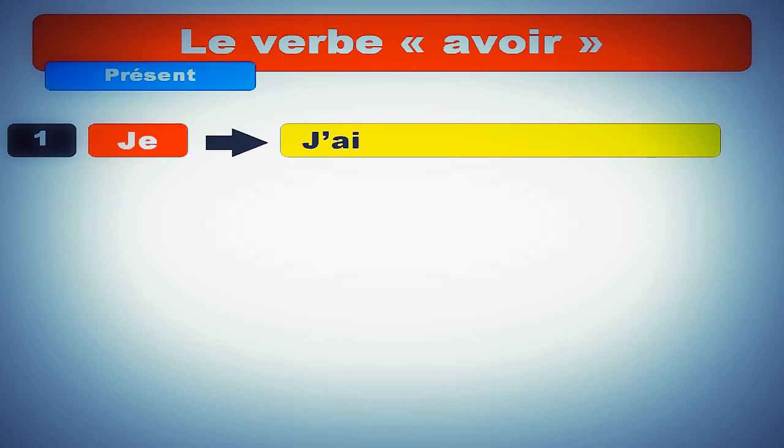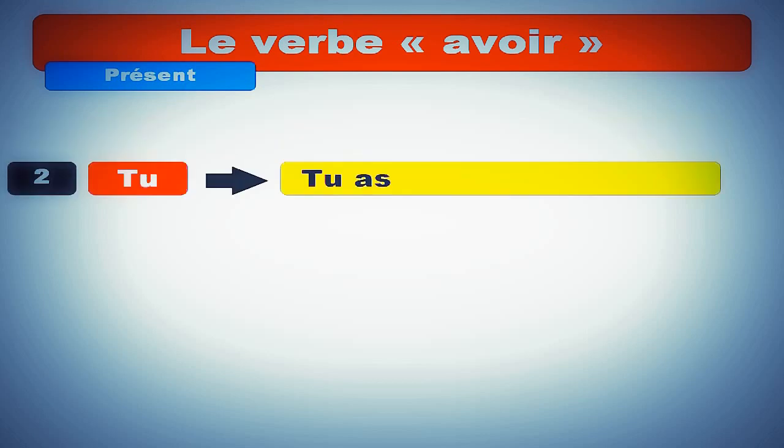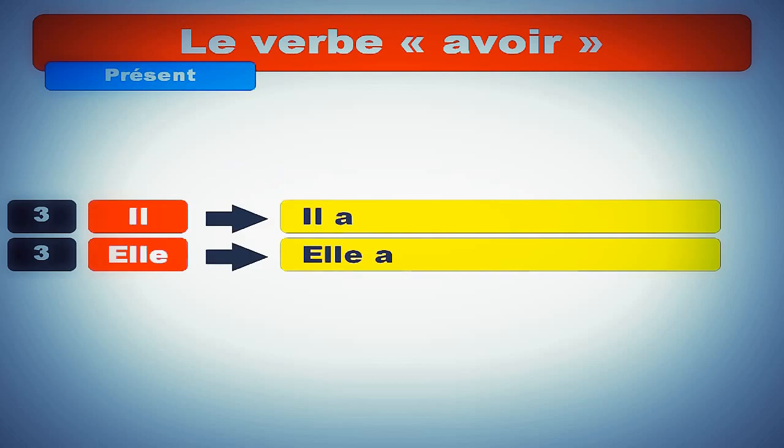First form for je is j'ai. Repeat. J'ai. Second form for tu, it's tu as. Repeat. Tu as. Okay. Third form, il and elle, so masculine. Il a. Repeat. Il a. Feminine form, elle. Elle a. Repeat. Elle a.